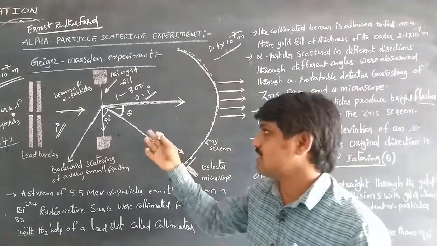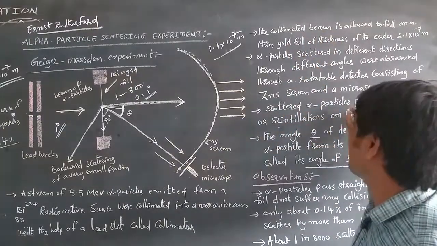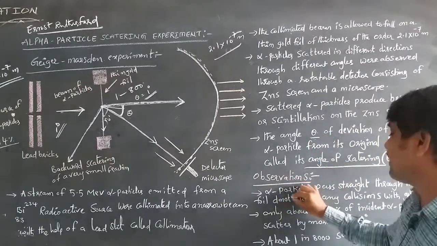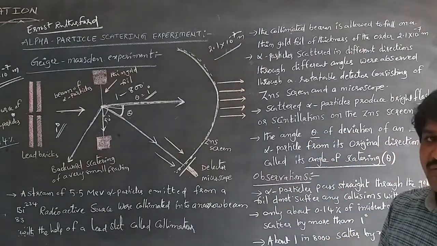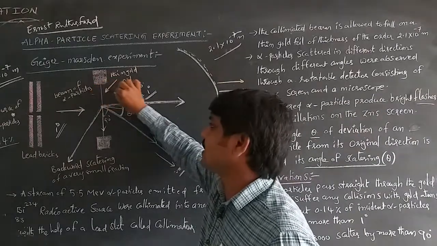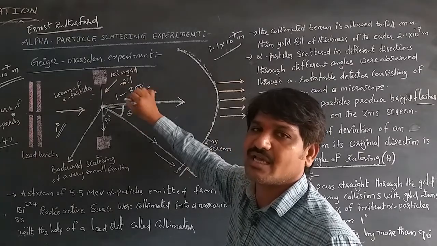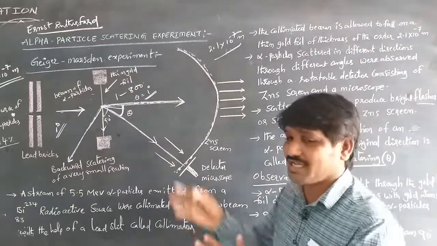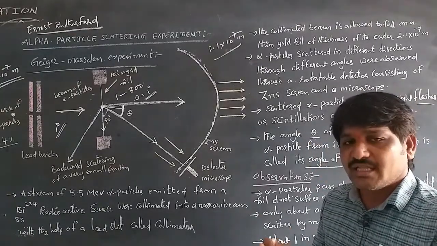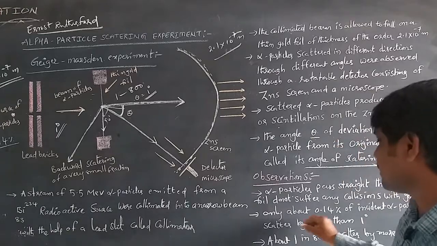So the collimated beam produces scintillations after scattering. If the alpha particles pass straight without any collision, then the positive charge is allowed through the gold foil without collision, meaning there is negative charge at those places. If they suffer a collision, then the same like charge is present at that place.